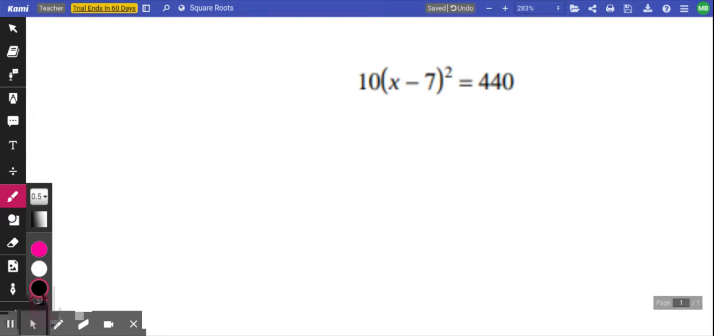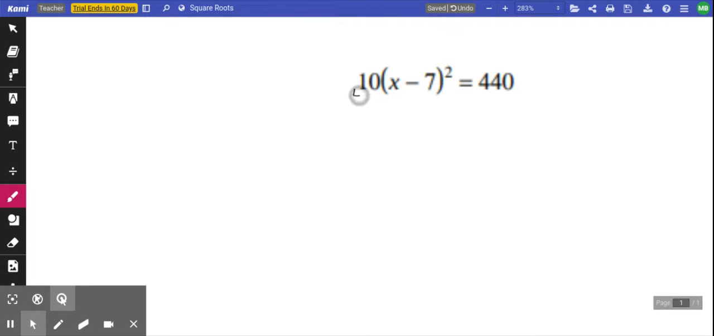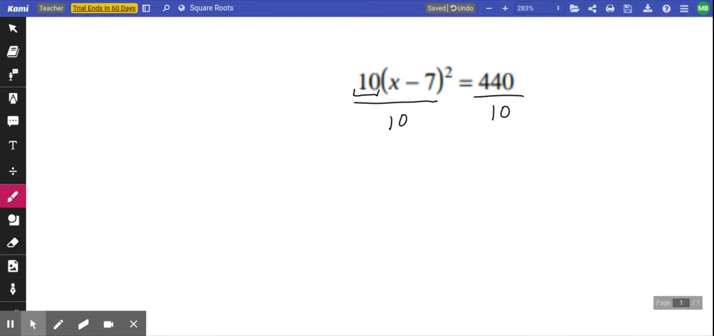Let's do another example. This time, I have a little bit more going on. You'll notice that our factor x minus 7 is being squared, and this set is being multiplied by 10. The first thing that we want to do is get rid of this times 10 out in the front. Well, the opposite or the inverse of multiplying by 10 is to divide both sides of the equal sign by 10. That leaves us with x minus 7 squared is equal to 44.